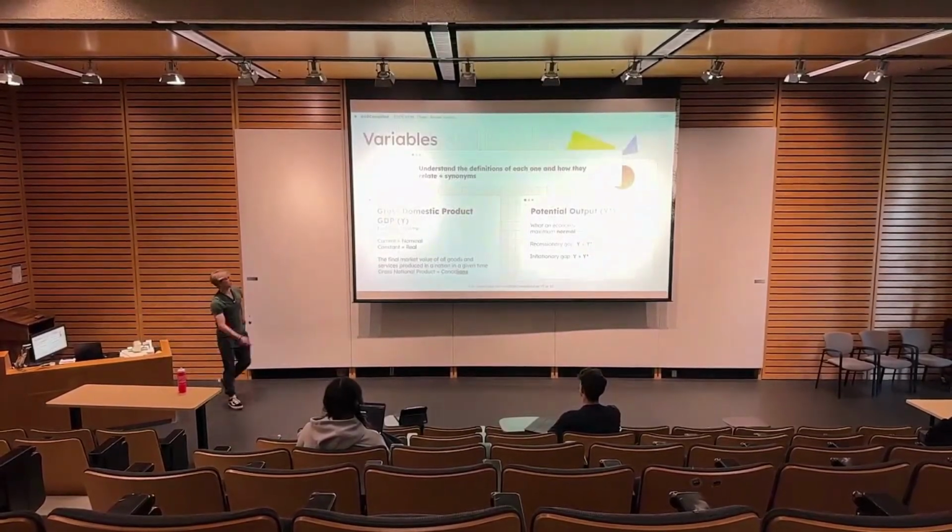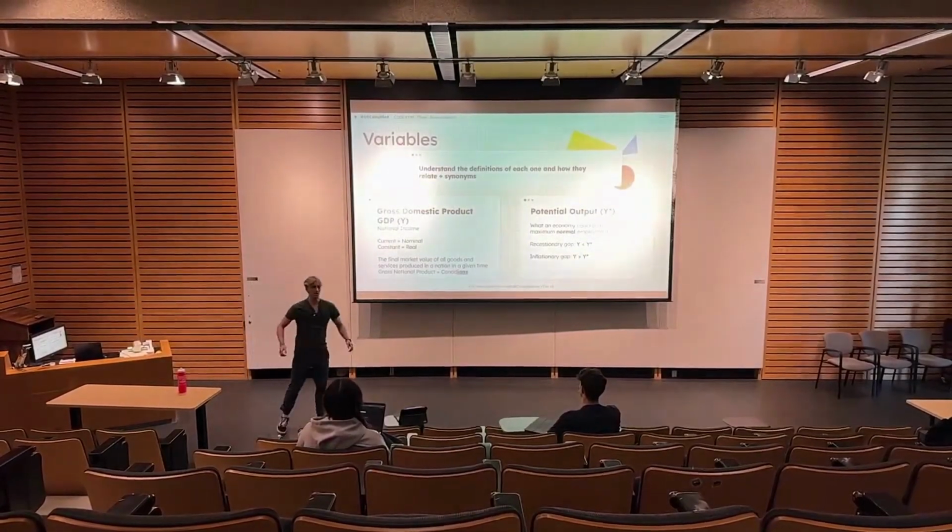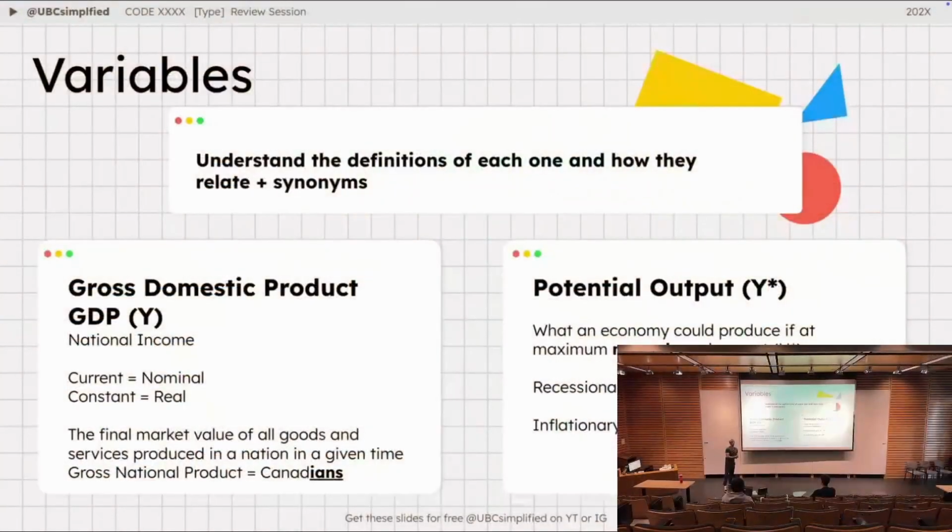So a few variables that we're going to be using just for the exam. It's really important to just understand the definitions of each variable. So when you see a variable in a question, make sure you can define that, and then also understand how variables relate to each other and if there are any synonyms.